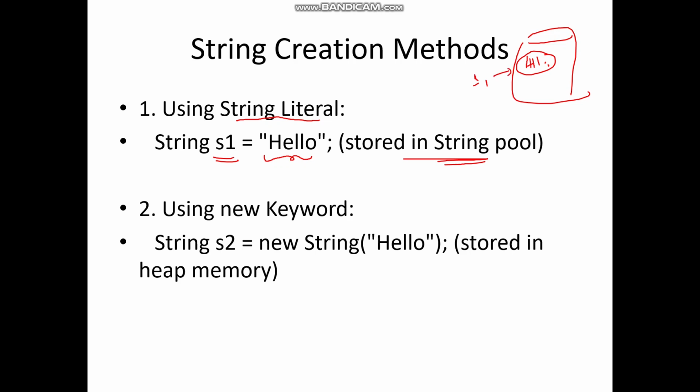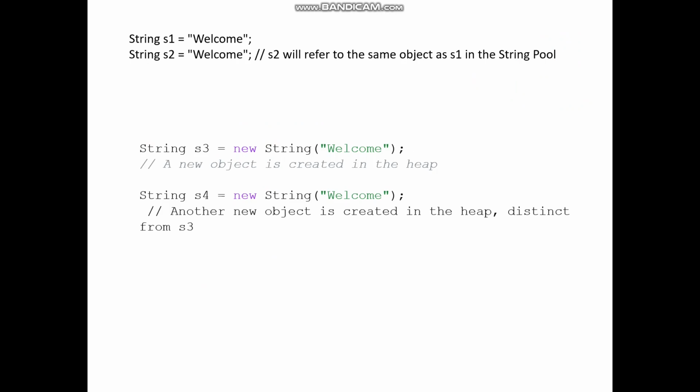Next, using the new keyword. By using the new keyword also, we can create a string: String s2 = new String("Hello"). But in this case, the string is stored in the heap memory. In the previous case, the string was stored in the string pool. In this case, it is stored in the heap memory. See the difference here.